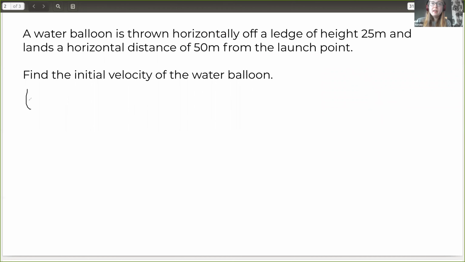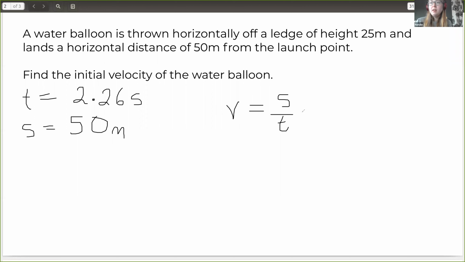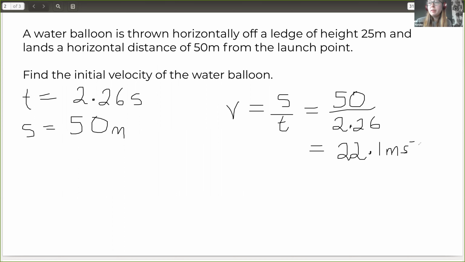So we now have that the time is 2.26 seconds. And horizontally, the distance is 50 meters. So we can use speed as distance over time. So V is S over T, which would be 50 over our 2.26, which gives us a horizontal speed of 22.1 meters per second.